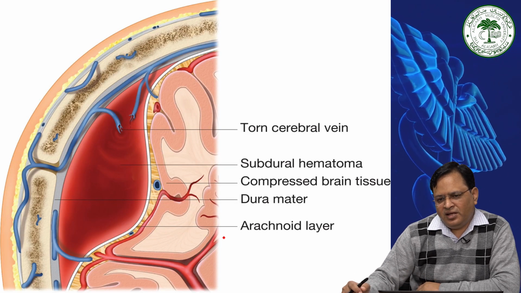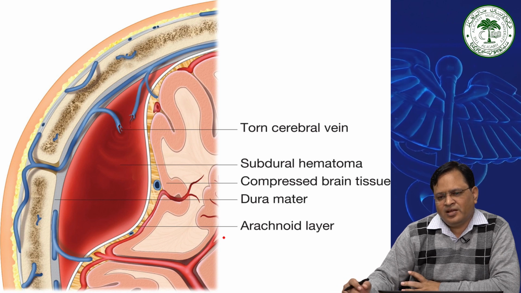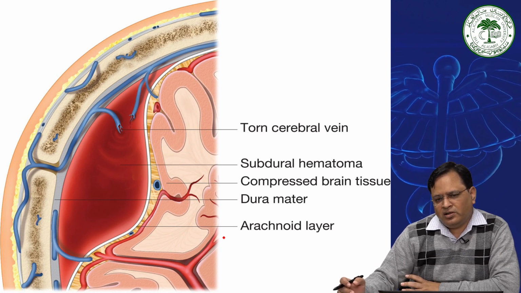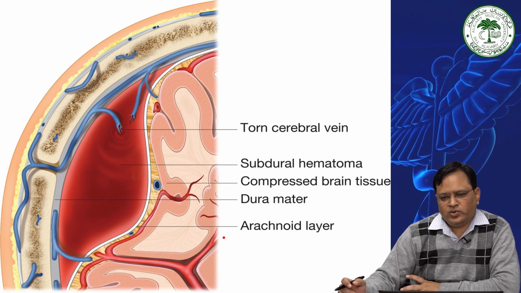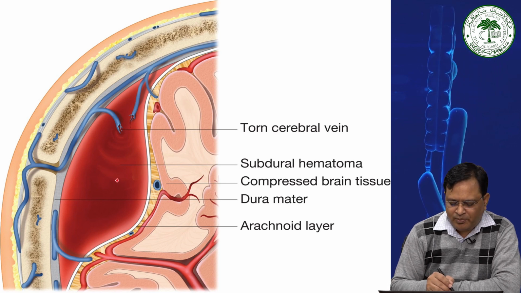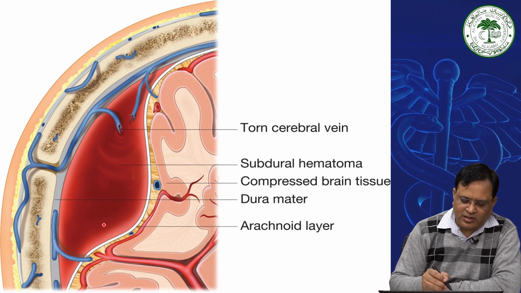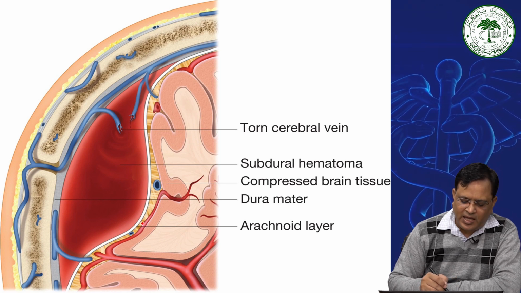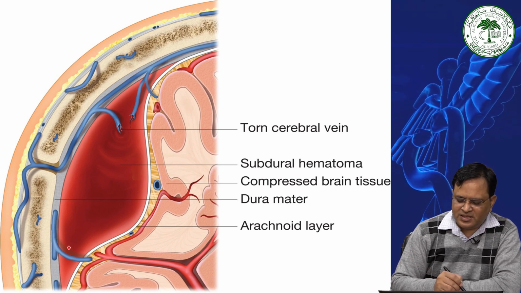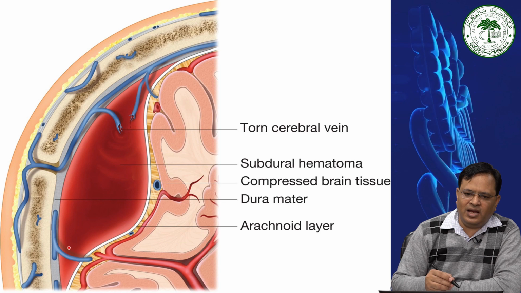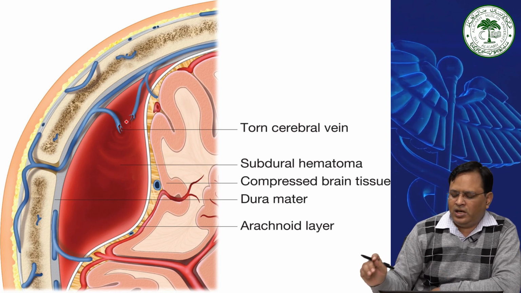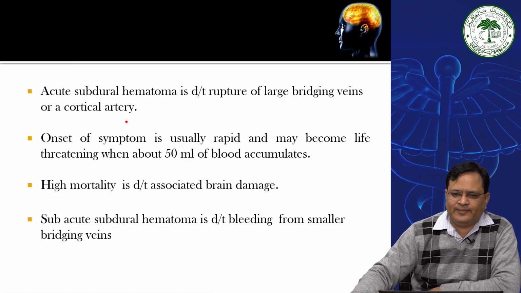The causes can be torn blood vessels. Subdural hematoma compresses brain tissue, the dura mater, it compresses everything. It is between the dura mater and the arachnoid layer, and it can compress the structures here, and it is generally due to the bridging veins.